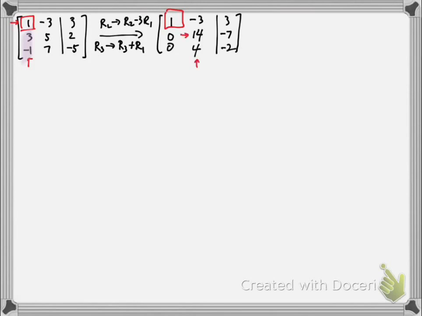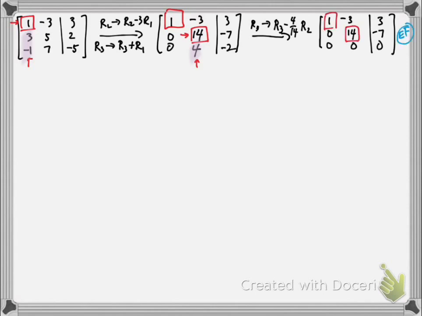And now I move to the next leftmost non-zero column of the submatrix there. That 14 is non-zero, it's going to be our pivot. I'm going to use it to kill off the entries below. I can achieve that by taking row 3 and replacing it with row 3 minus 4/14 row 2. That doesn't change the first 2 rows, and it actually zeroes out the last row. I get 0, 0, 0. And now I'm in echelon form.